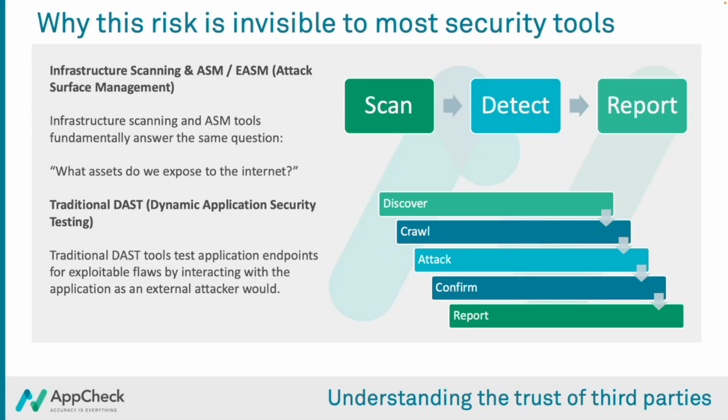When we're looking at infrastructure scanning and attack surface management, infrastructure scanning tools and attack surface management tools fundamentally answer the same question. What assets do we expose to the internet? They discover domains, IP addresses, services, cloud resources, and in the cases of EASM, they layer vulnerability detection on top of this inventory as well. It provides a valuable visibility into externally reachable infrastructure and forgotten assets, but remains asset-centric and ownership-focused.